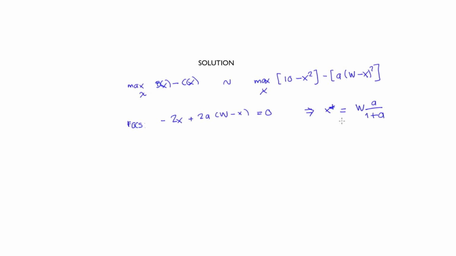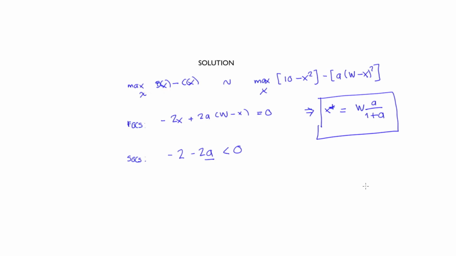Now, that gives us a formula for the locations that satisfy the first order condition, and this is the only thing that we get. But remember, we also need to check the second order condition. To do that, we take the second derivative of the objective function, which is the derivative of the derivative with respect to x, and this gives us minus 2 minus 2a, which is less than 0, since a, as we saw, was a positive constant. Now, this gives us the solution for the optimal location given by w times a divided by 1 plus a.